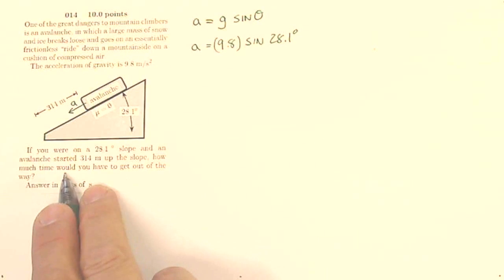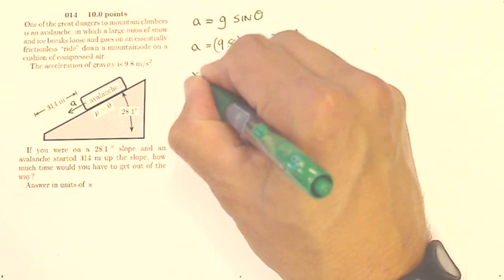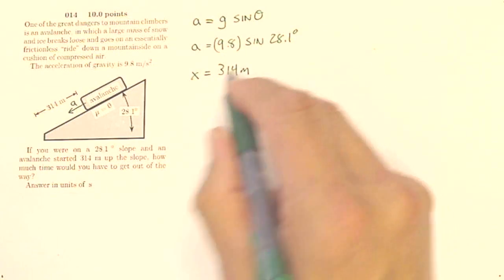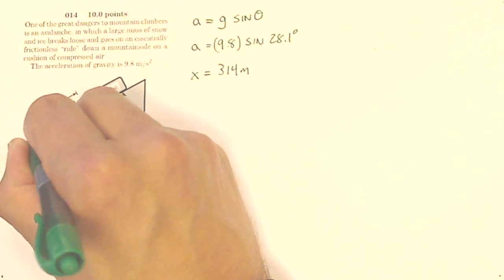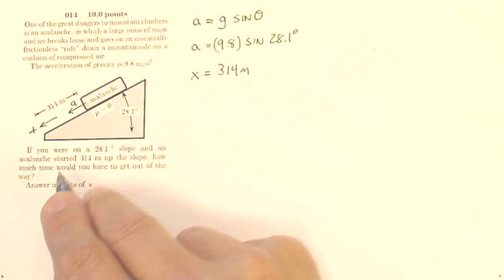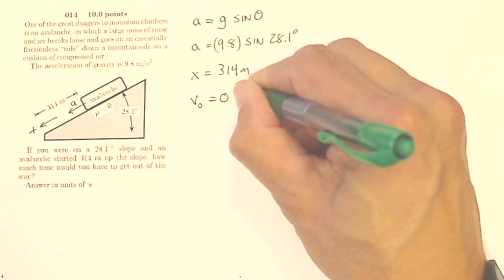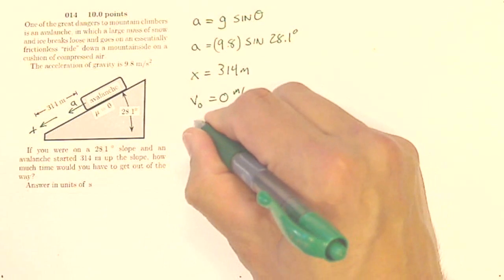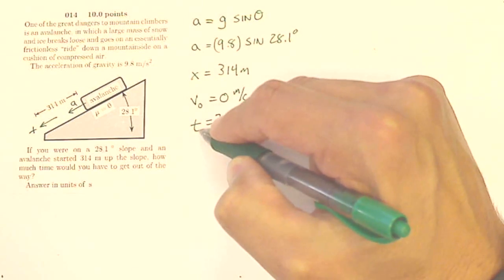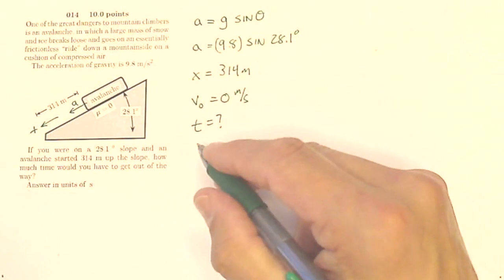I know that the avalanche starts at 314 meters, so I know that my displacement down the slope is going to be 314 meters. Now I'm entering this in as positive because everything I'm doing is going to be down the slope as positive, just because that's the way it's going to go and that's the way I'm going to do these problems. The avalanche is going to start with an initial velocity of 0 meters per second. And it's looking for how much time, so my time is question mark. So if I've got an acceleration, a distance, an initial velocity, and a time, I can use one of my 4 equations of motion now to figure out my time.